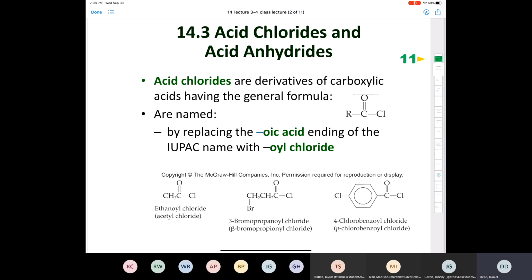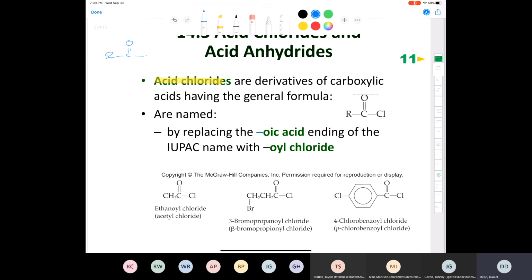Section 14.3 deals with what are called acid chlorides and acid anhydrides. So far in chapter 14, we've studied carboxylic acids and esters, and now we're going to look at two new exciting functional groups. The first one, the acid chloride, is similar to a carboxylic acid, except you replace the hydroxyl with a chlorine. You should all be fully aware of a carboxylic acid. So all we do is cross this part out. We remove the hydroxyl, replace it with a chlorine, and there we have it, an acid chloride.